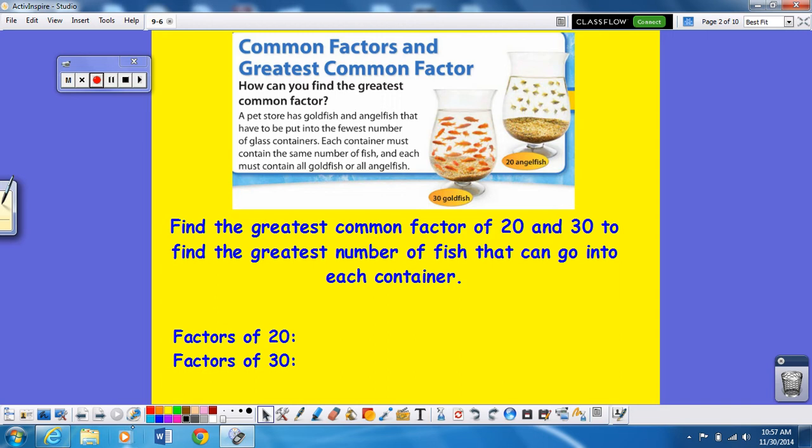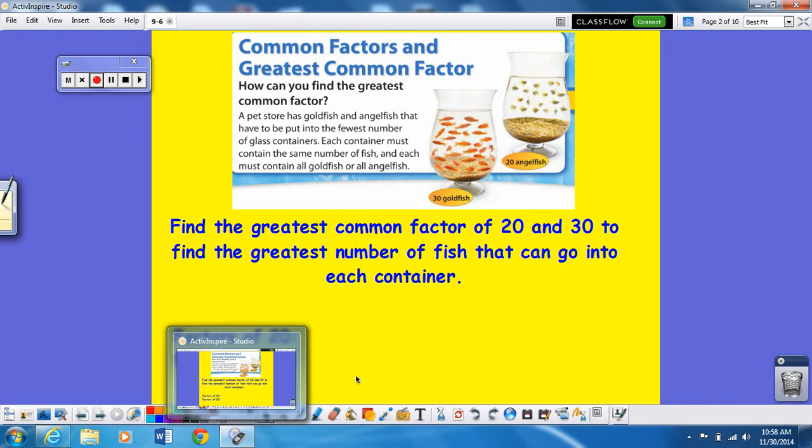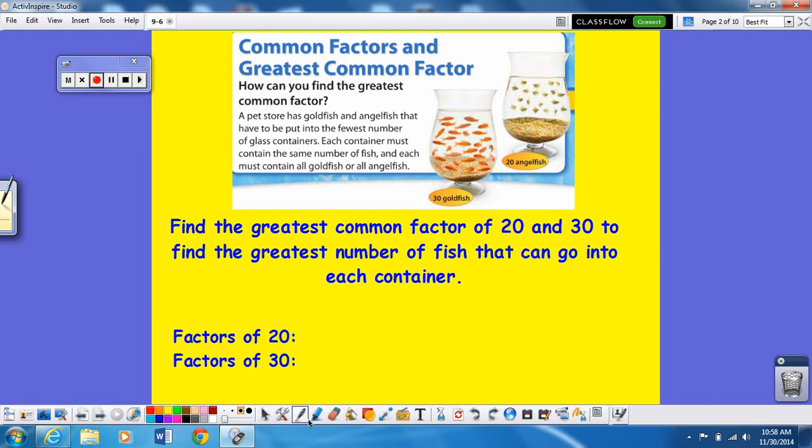If you'll notice the top of the page, we have a story about a pet store. A pet store has goldfish and angelfish that have to be put into the fewest number of glass containers. Each container must contain the same number of fish, and each must contain all goldfish or all angelfish. So in order to figure out how many fish we can put in each container, we're looking to find the greatest common factor of 20 and 30. That will help us know the greatest number of fish that we can put into each container.